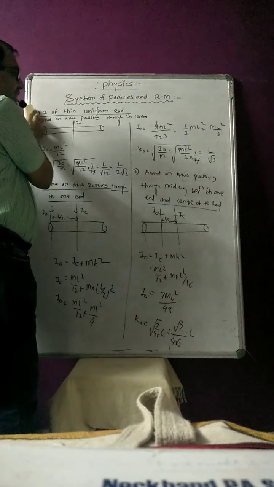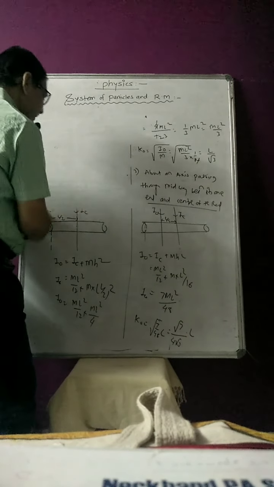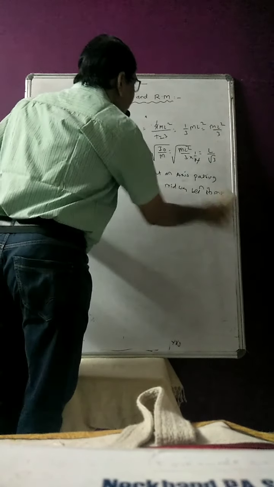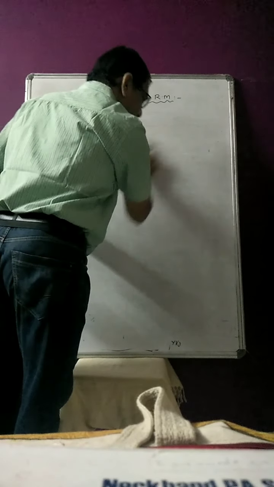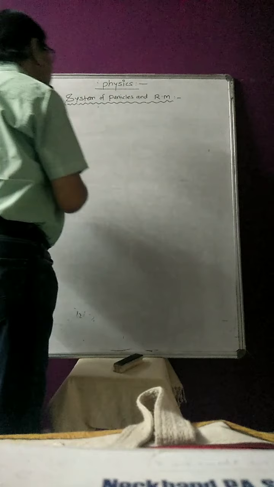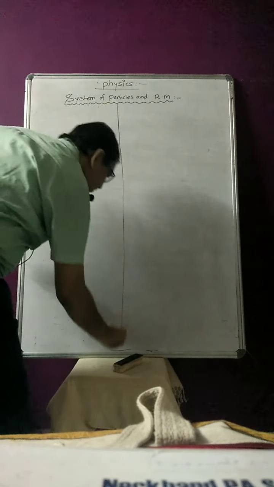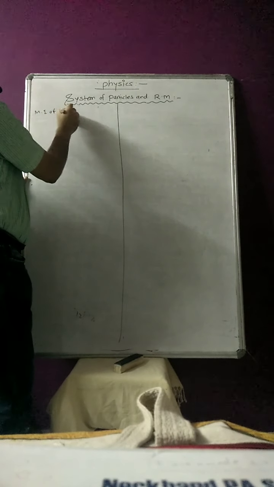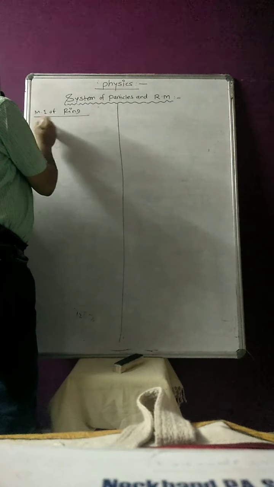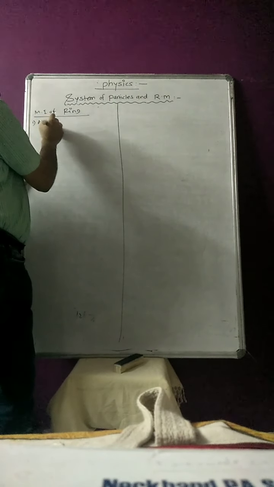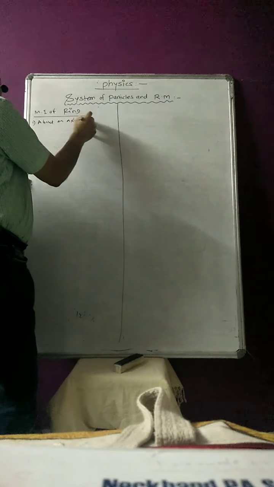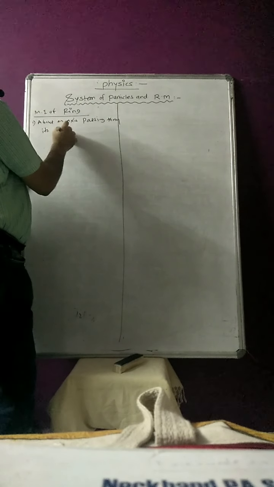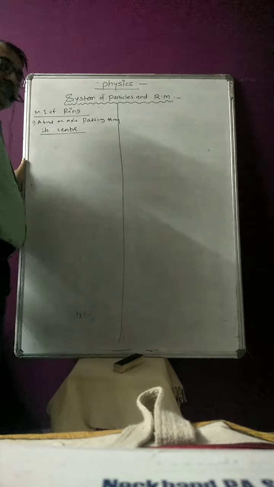Okay, so I'll rub all these things and we can go for the next body, that is the thin ring, and we want to find out the moment of inertia of the thin ring about an axis which is passing through its center and perpendicular to its plane. So that we can calculate. So moment of inertia of a ring about an axis passing through its center and perpendicular to its plane.